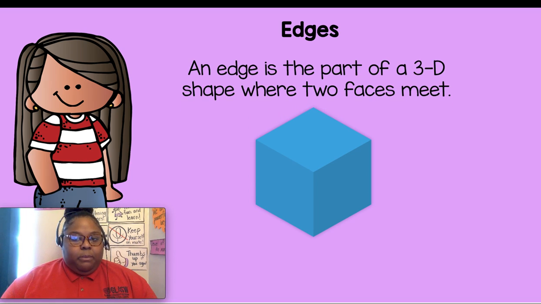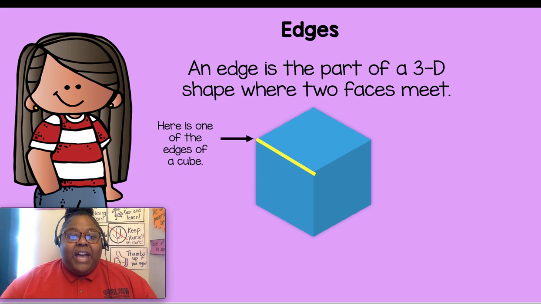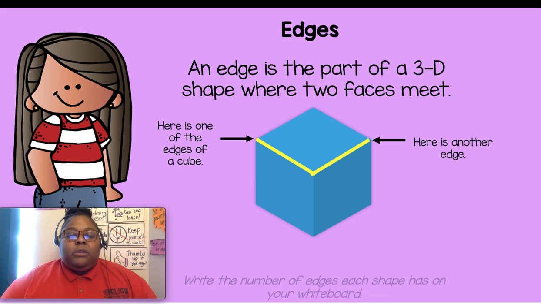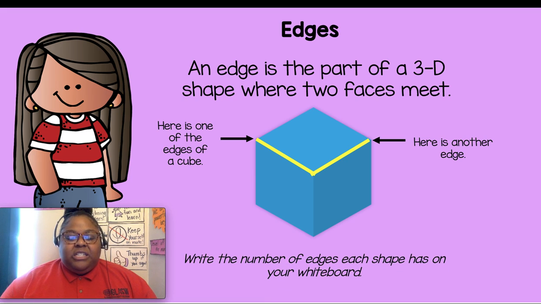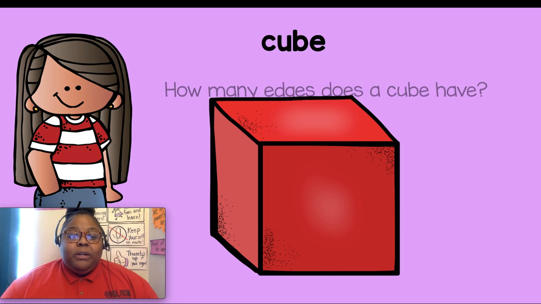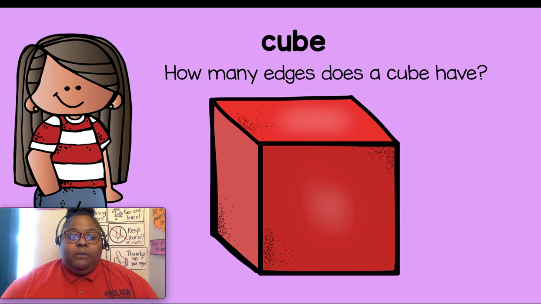An edge is the part of a 3D shape where 2 faces meet. Here is one of the edges of the cube. Here is another edge. Explore the following shapes and count how many edges they have. So we're going to look at some shapes. Write the number of edges each shape has on your whiteboard or your piece of paper. So here is our cube. How many edges does a cube have? I'll give you a few seconds to think.